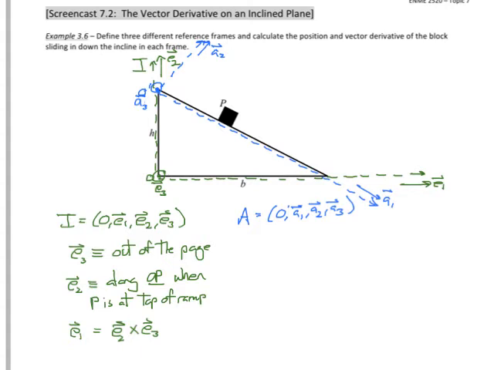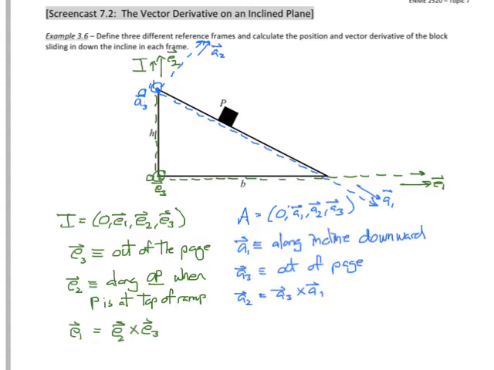The directions that I came up with were defining A1 as along the incline, pointing downward along the incline. A3 being out of the page, just like we defined E3, and then A2 is the cross product of A3 and A1.